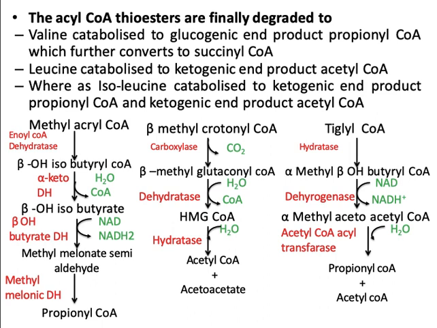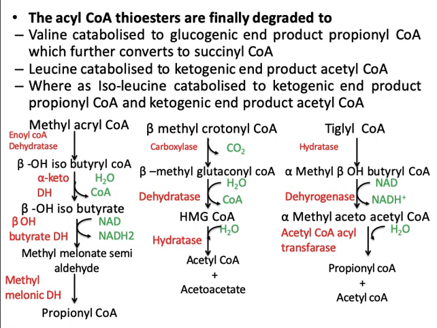This beta-hydroxyisobutyrate undergoes dehydrogenation with the help of NAD-dependent beta-hydroxybutyrate dehydrogenase to form methyl malonate semialdehyde. Finally, this methyl malonate semialdehyde formed from valine converts to the glucogenic end product propionyl-CoA with the help of methyl malonic dehydrogenase, which enters into gluconeogenesis and finally converts to glucose.